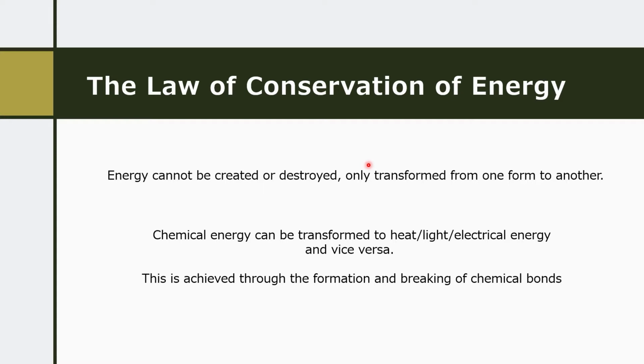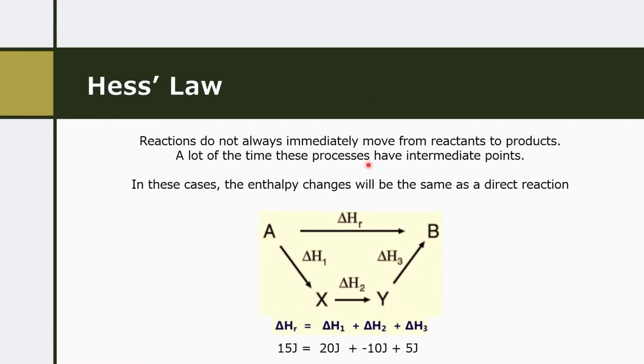So already we've looked at the concept of an exothermic and an endothermic reaction transforming energy. In this Hess's Law concept, we're going to take that idea a little bit further. So the main idea with Hess's Law is that reactions don't always just go from A to B, from reactant to product. A lot of the time, there are what we call intermediate processes. So chemical reactions that help us get from A to B.